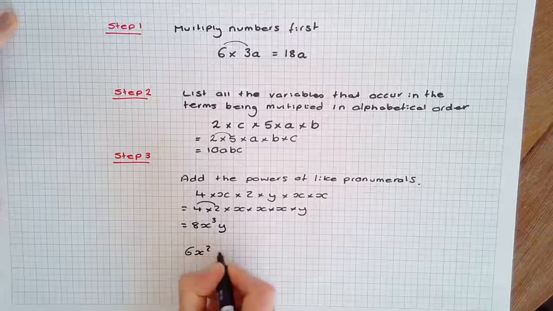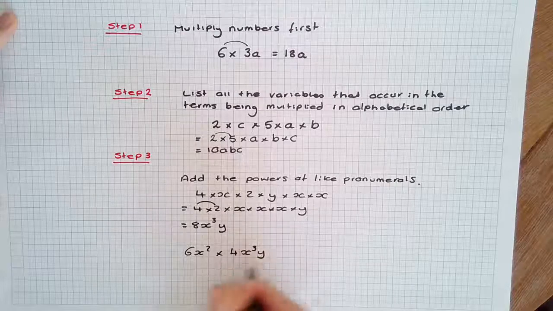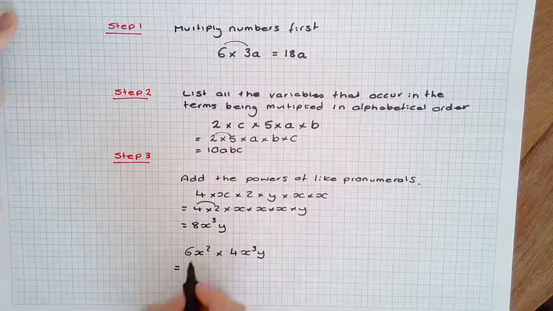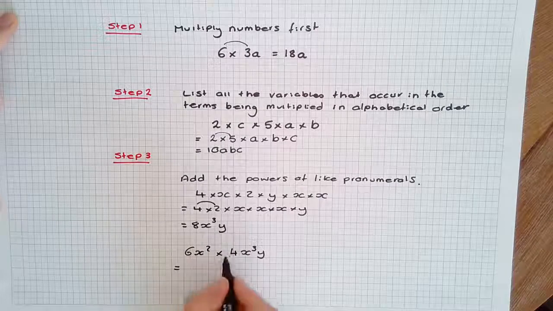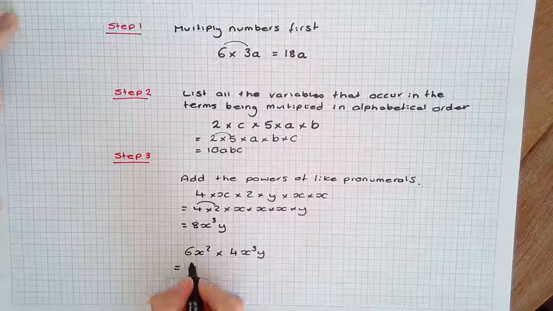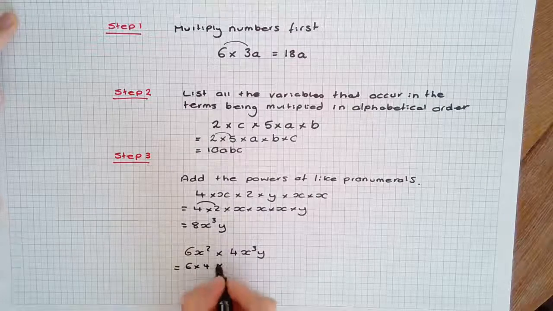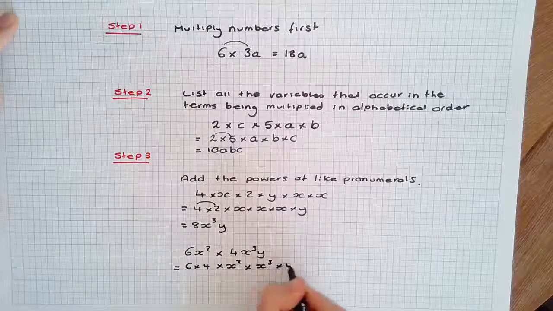6x squared times 4x cubed y. Let's reorder this, and we can separate this as 6 times x squared times 4 times x cubed times y. In order, 6 times 4, numbers first, and then we've got an x squared and an x cubed and the y on the end.